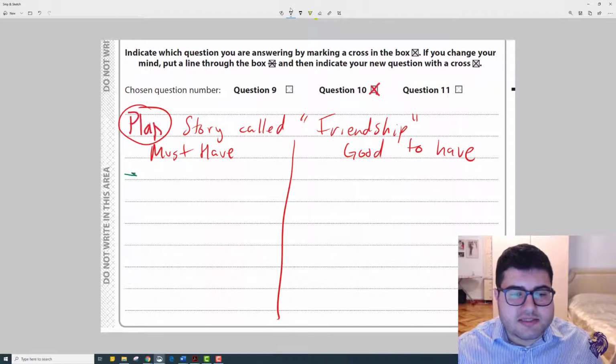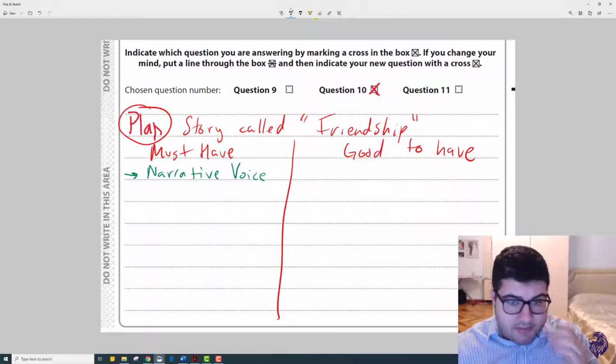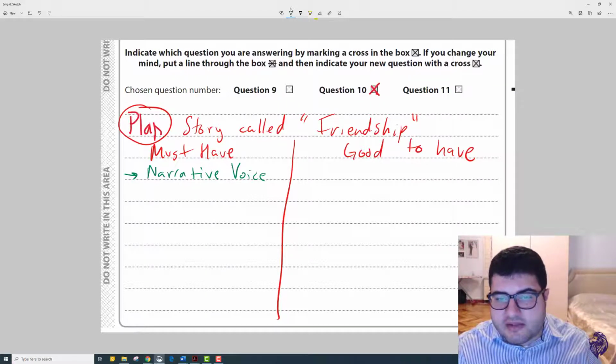First thing you must have is a narrative voice. And narrative voice, for those of you that forgot, means which person, which perspective are you writing? Are you writing from the first person, second person, or third person? That's a must. You have to establish that. And with a story like Friendship, I feel that I'm going to write in the first person.